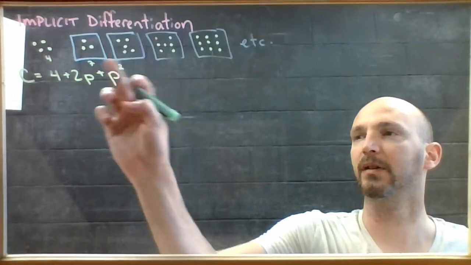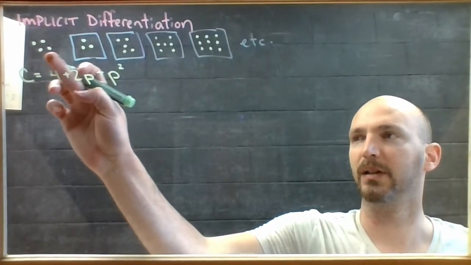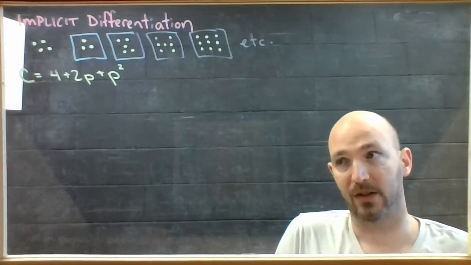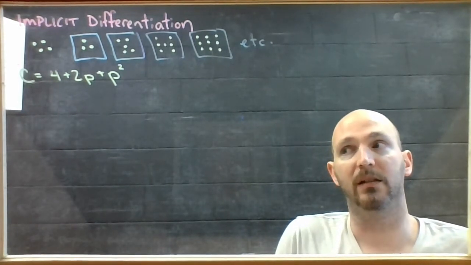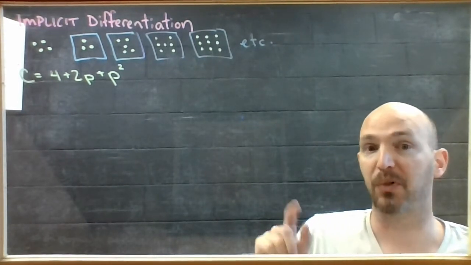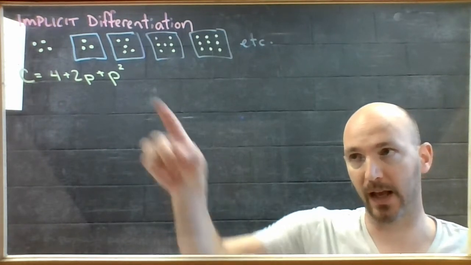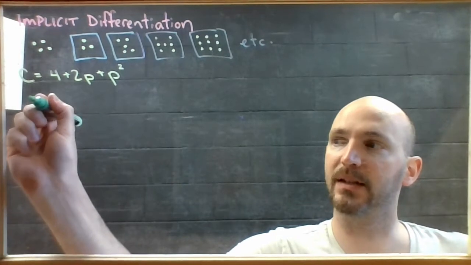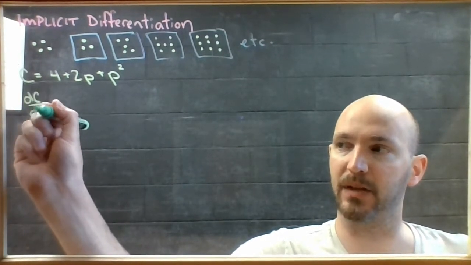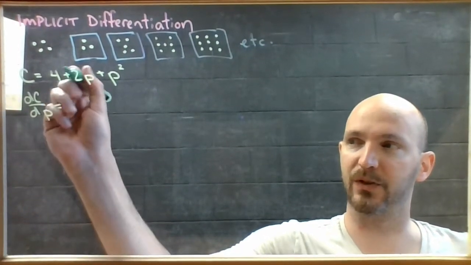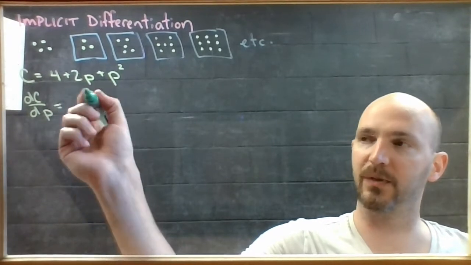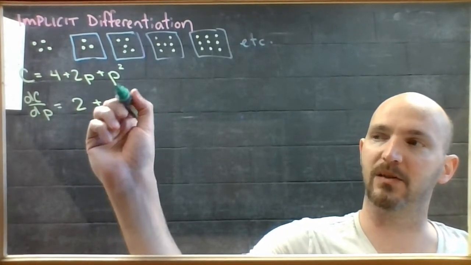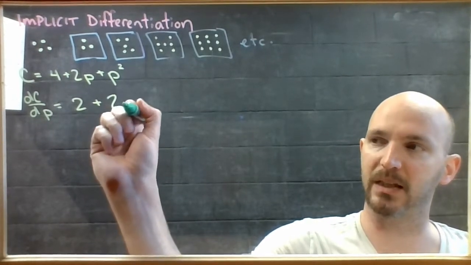Okay, so if I were to ask you how the chocolate is changing per panel, right, how the eggs are increasing as I go, then I would need to do dc by dp. So the derivative of 4 is gone, the derivative of 2p is 2, the derivative of p squared would be 2p.